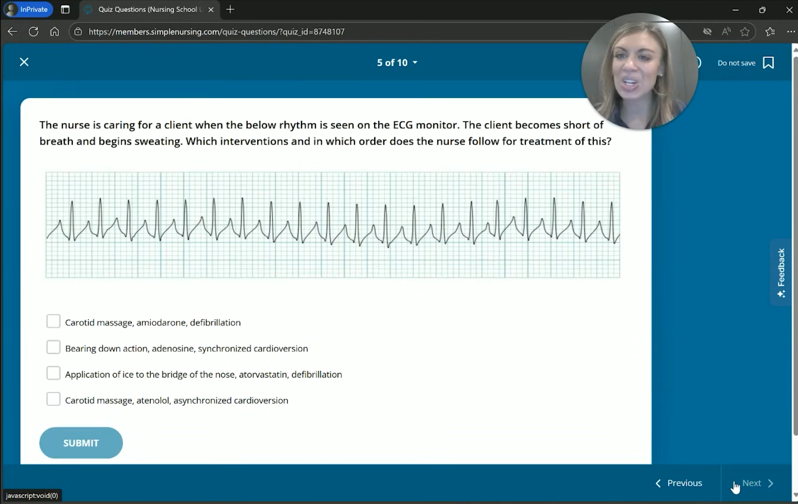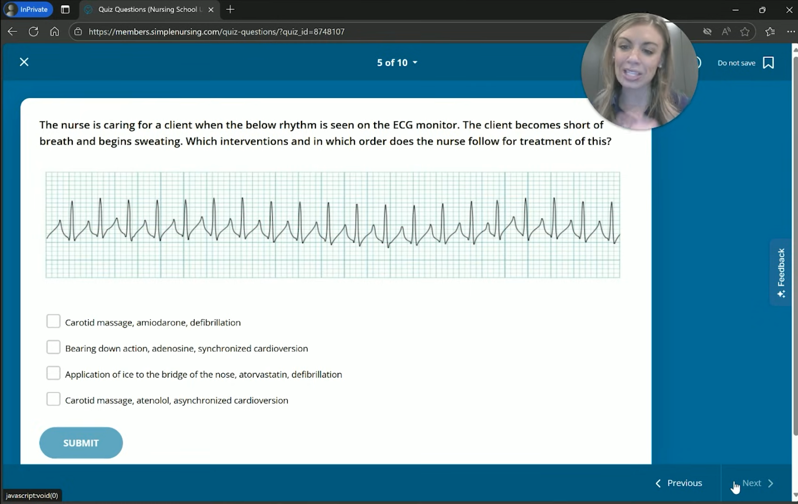Now for this one, the nurse is caring for a client with a below rhythm seen on the EKG monitor. The client becomes short of breath and begins sweating. Which interventions and in which order does the nurse follow for treatment of this? So I'm looking, this is going super fast, but it looks kind of normal-ish. But again, they're right butt up on each other. So I said before, when two things are opposite, it's probably one of them. Also, if two things are too similar, it's oftentimes neither.